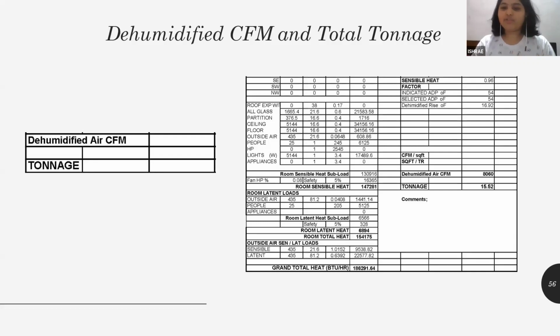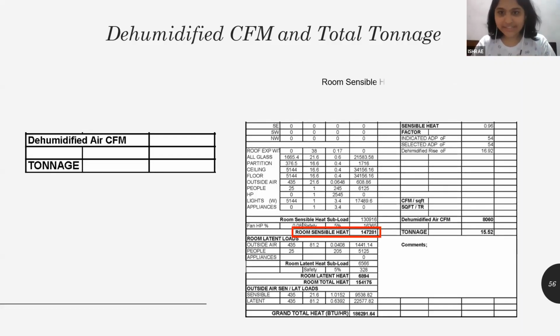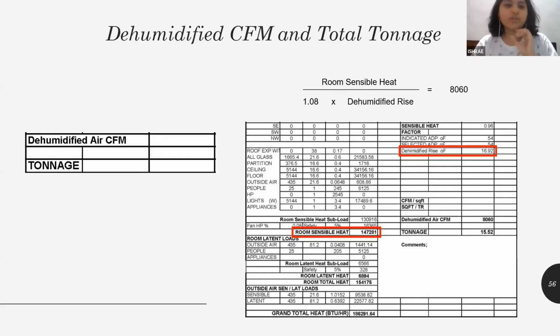Again, you'll have to select the total room sensible heat, and you have to divide it by 1.08 because it is sensible load, and you have to multiply it with the dehumidified rise that you all had calculated, and you all will get the total dehumidified air CFM. So 8060 is your total dehumidified air CFM.